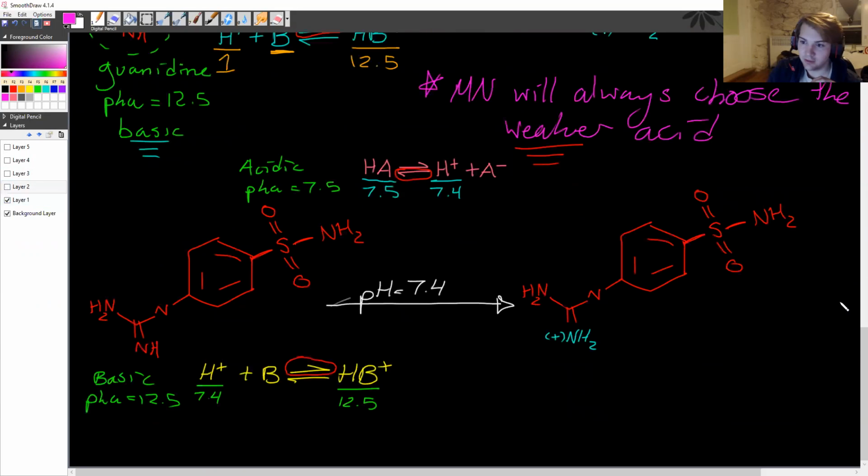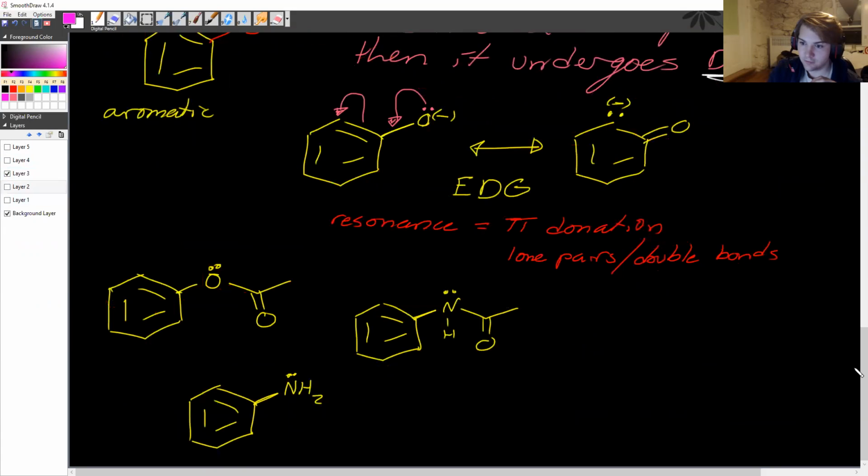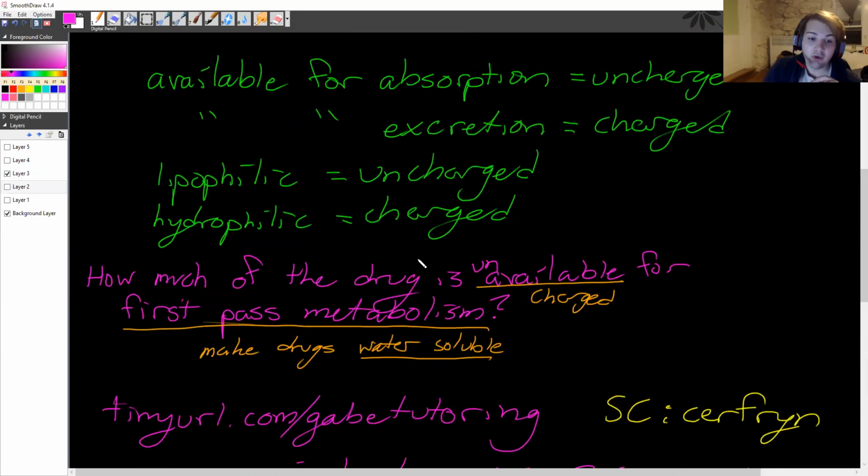Yeah, where was that? Where did I say that? So I believe what this question was talking about was how much of the drug is unavailable for first pass metabolism. Remember that first pass metabolism is all about making drugs water soluble. Phase one is to deactivate the drug. Phase two is to conjugate it and make it water soluble. So if you're unavailable for first pass metabolism, then you're most likely already charged. If you don't need to go through first pass metabolism, it's because you're already charged, you're already ready to be excreted, is what I believe this question was asking. And so what it's essentially asking is how much of the drug is already ionized at the pH that we're talking about.